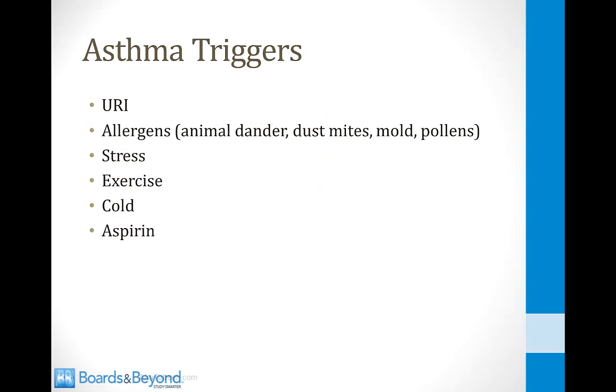So some common triggers are, first of all, an upper respiratory infection. It's very common for kids with asthma to get a cold and then have an asthma exacerbation. Allergens like animal dander and dust mites and mold and pollen can trigger asthma. So can stress and exercise and cold. And then finally, there's an important but relatively rare subclass of asthma called aspirin-exacerbated disease that we'll talk about now.